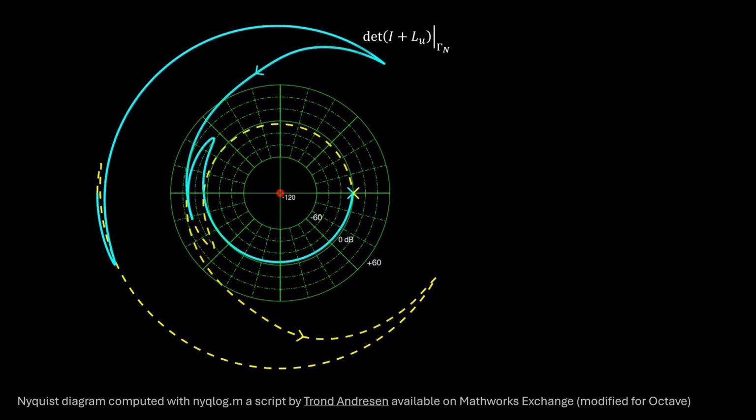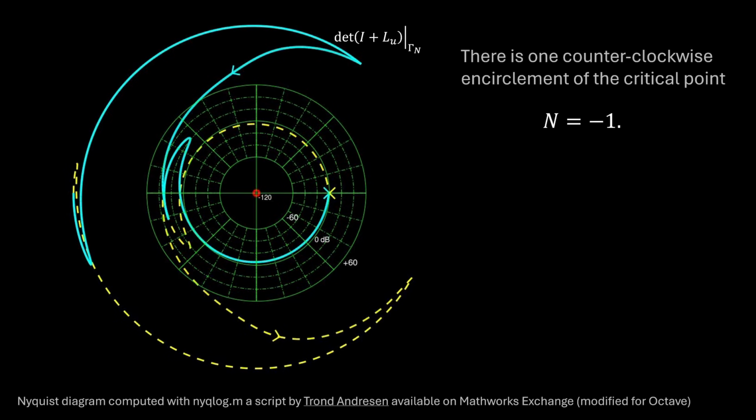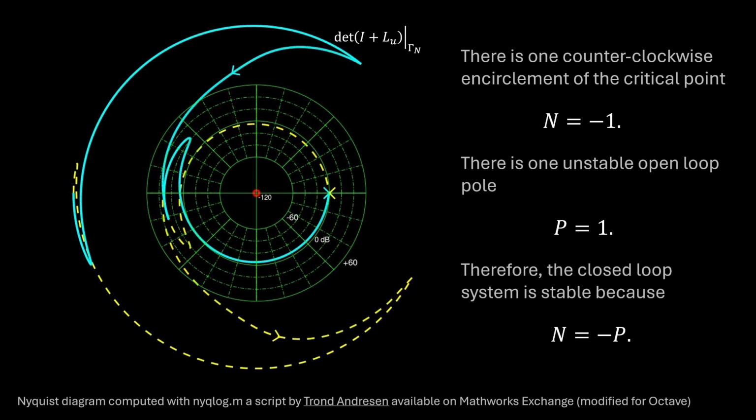Carefully counting the number of encirclements, we determine 1 net clockwise encirclement of the critical point. Therefore, N equals -1. There is also 1 right half plane open loop pole. Therefore, P equals 1. We conclude this system then is closed loop stable because by Nyquist's criterion, N equals -P for stability.